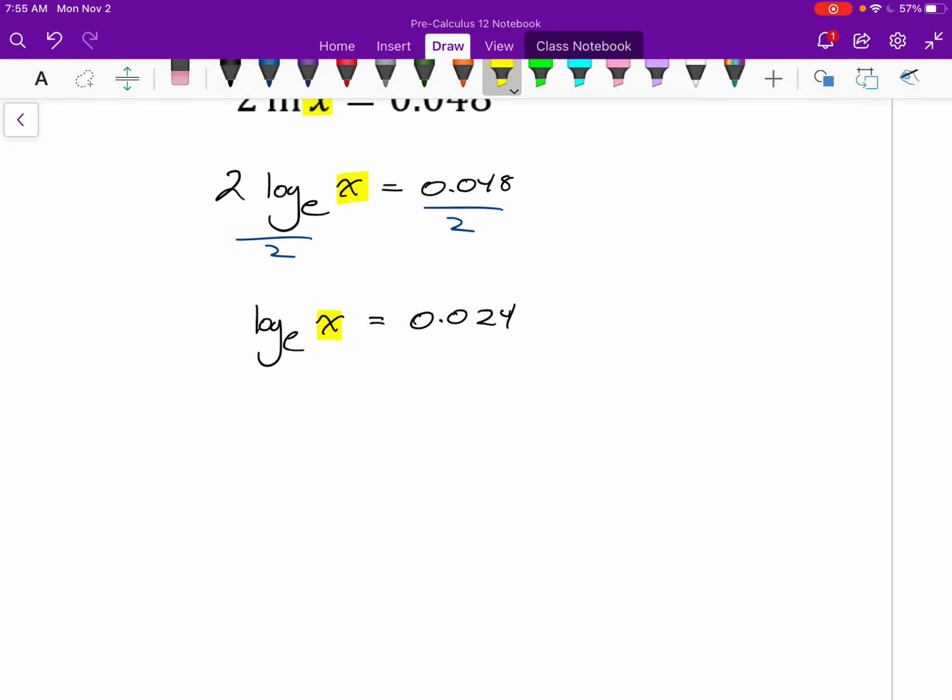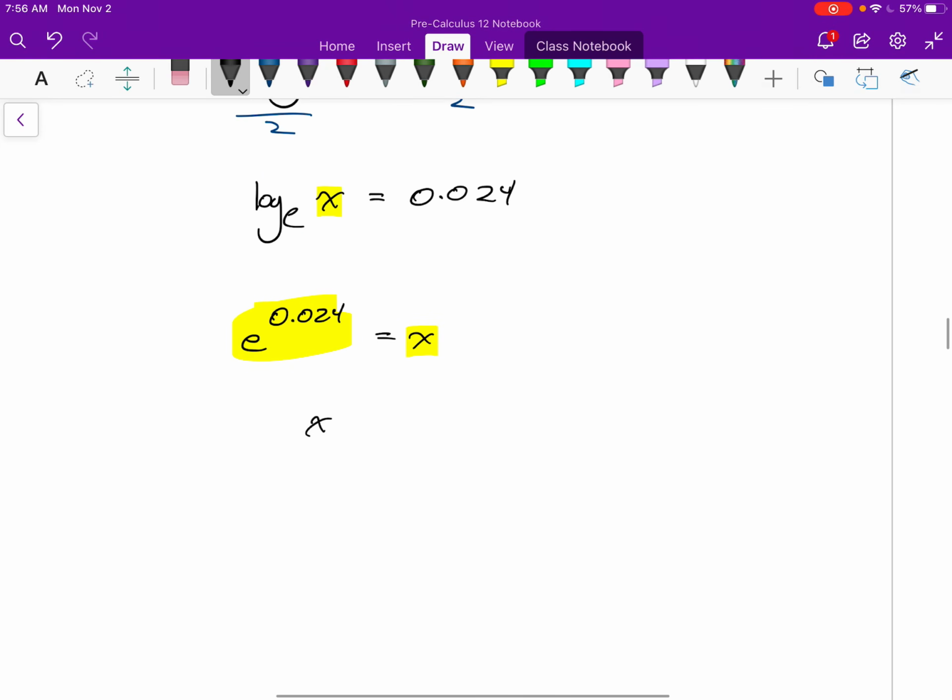And now I'll write this in exponential form. So this is e to the power of 0.024 equals x. And again, there's actually my exact answer. But just to make sure we know how to use our calculator, that's about the same as e to the power of 0.024. Decimalize it, you get about 1.02.